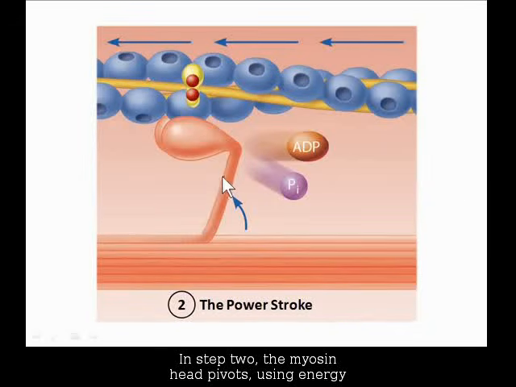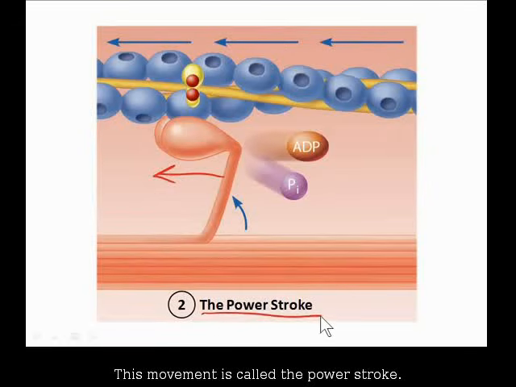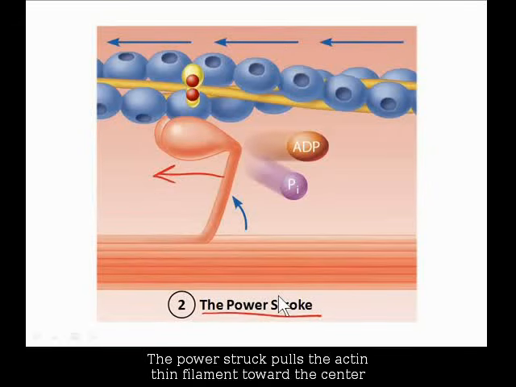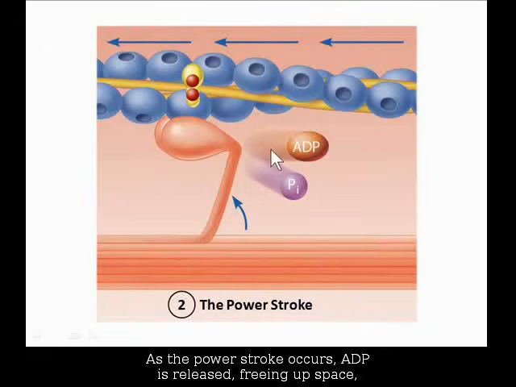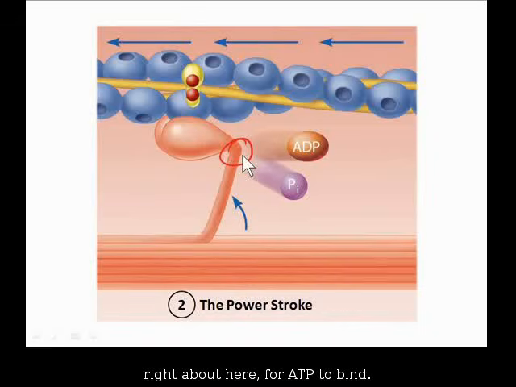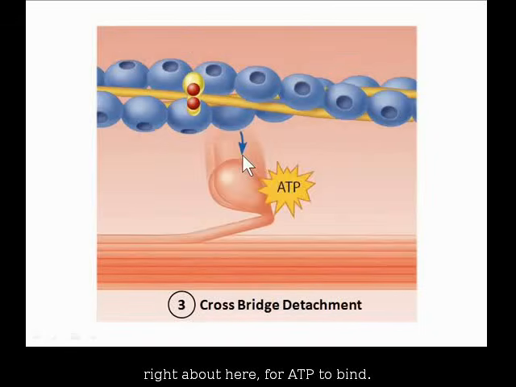In step 2, the myosin head pivots using energy that was previously stored. This movement is called the power stroke. The power stroke pulls the actin thin filament toward the center of the sarcomere, shortening the overall length of the sarcomere. As the power stroke occurs, ADP is released, freeing up space right about here for ATP to bind.